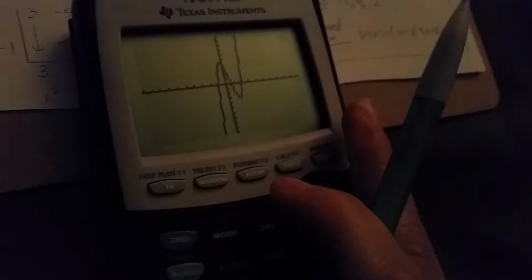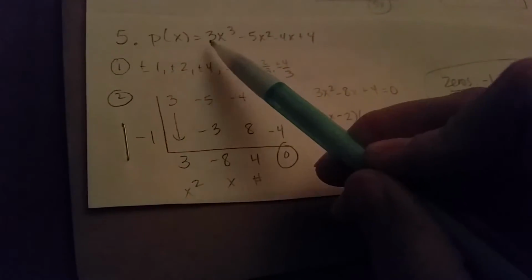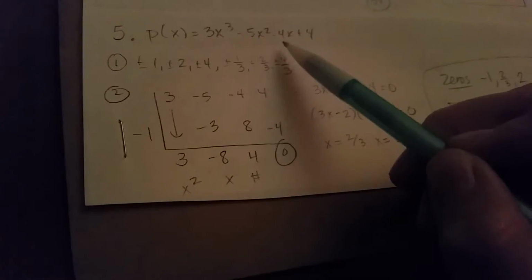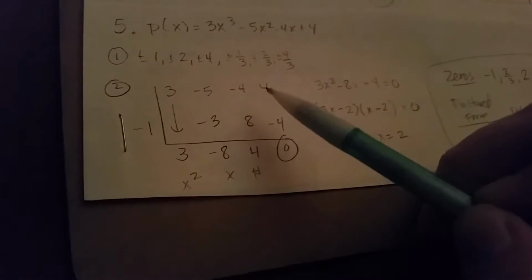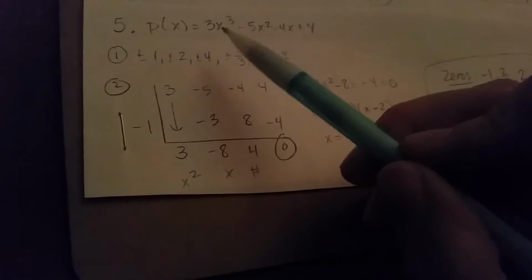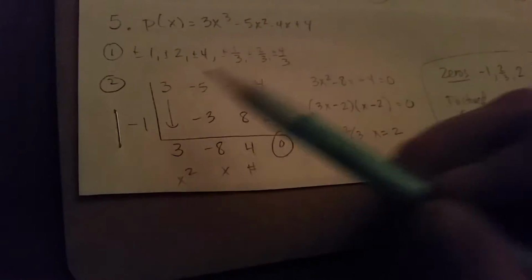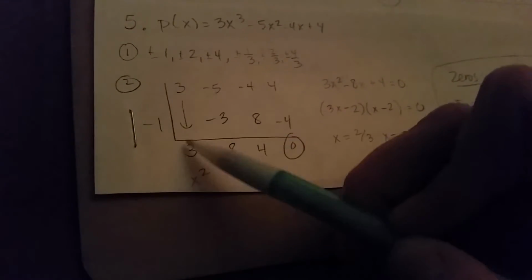Now, you could use any one of those zeros and verify with synthetic division. I chose -1 because I thought that was the most clear. So for synthetic division, you're going to line up the coefficients. If any of the terms are missing, then you have to put a 0 as a placeholder, including the constant term. So I have x cubed, x squared, x, my constant. Nothing's missing. I don't need any placeholders, so I'm going to use synthetic division.